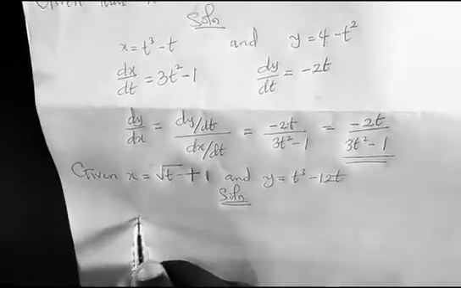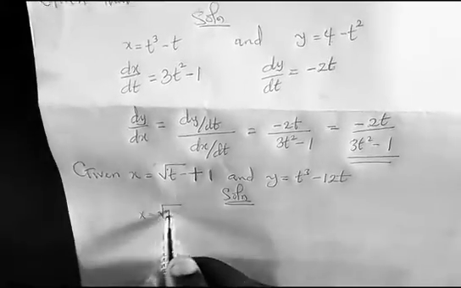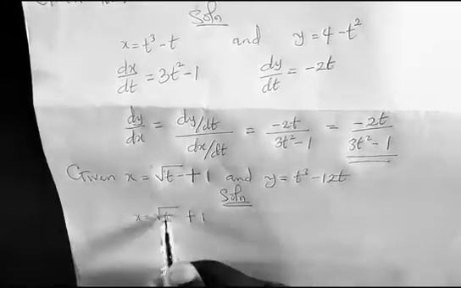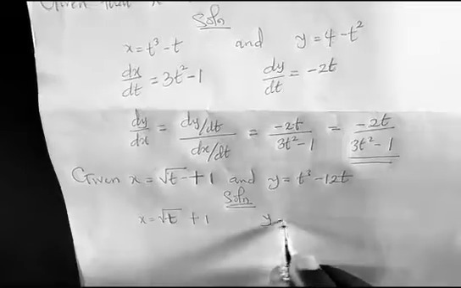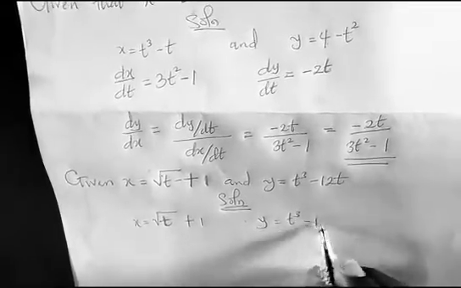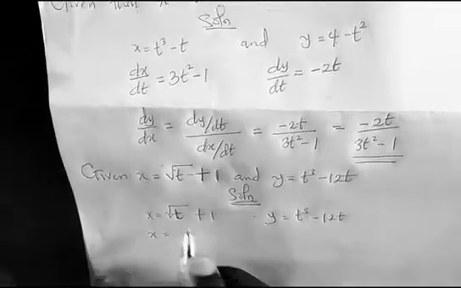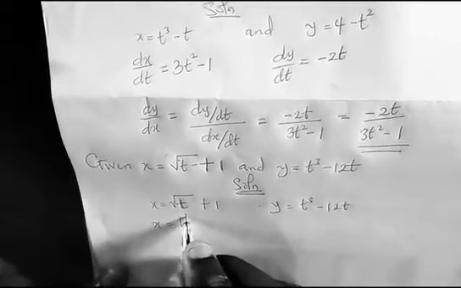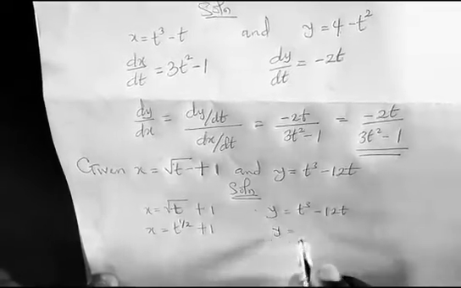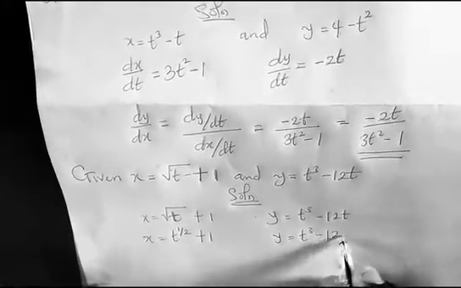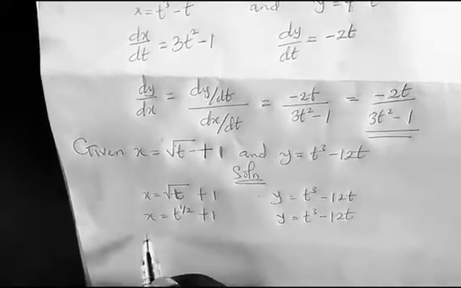Now here you have x equals square root of t plus 1, the square root of t standing alone. And your y is t cube minus 12t. So here you should know that this is the same thing as t raised to the power 1 over 2, plus 1. And this is y equals t cube minus 12t.